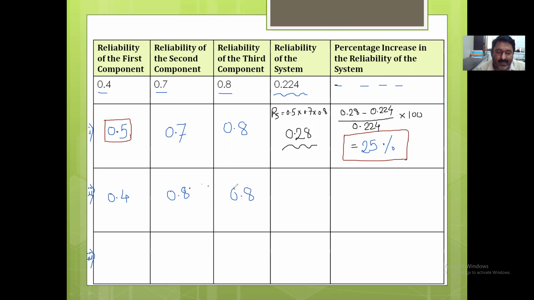And please tell me the next case also. Only the third component we have to increase, first and second keeping constant. So what will be the values? 0.4, 0.7 and 0.9. Very nice.